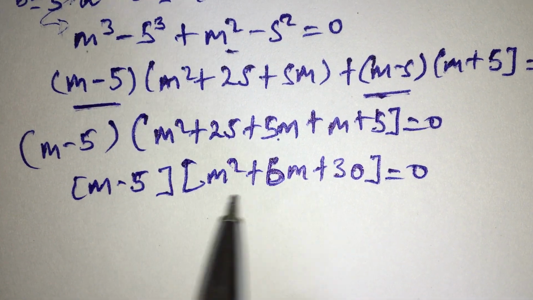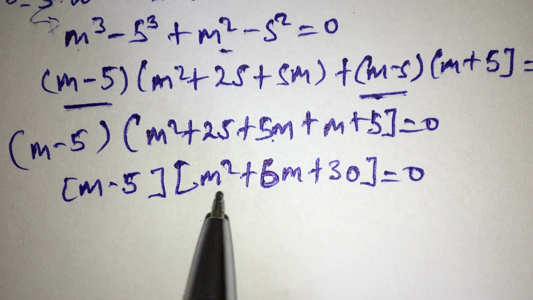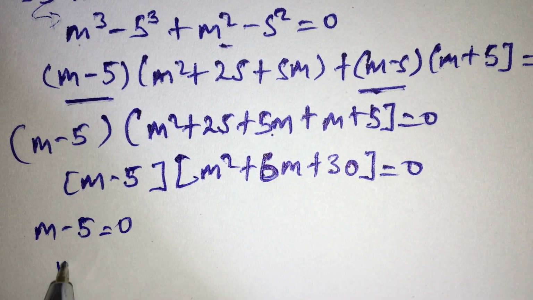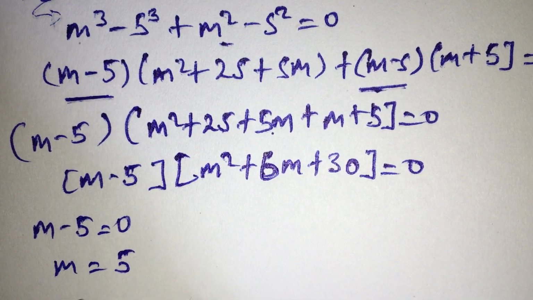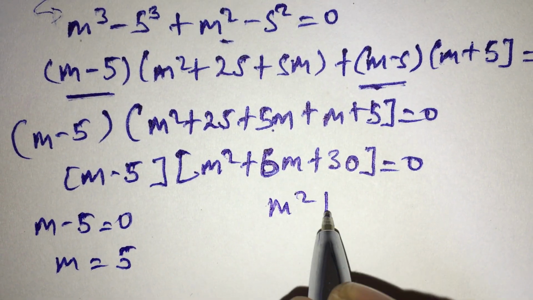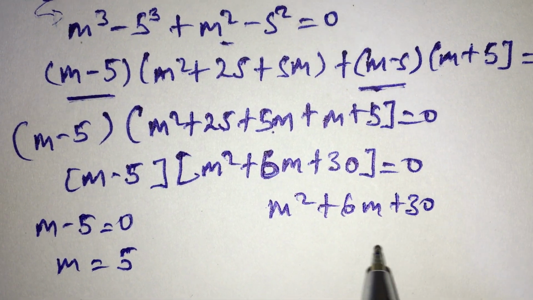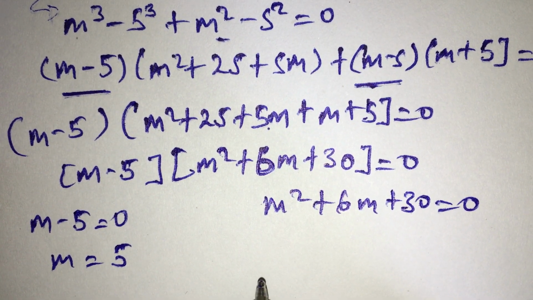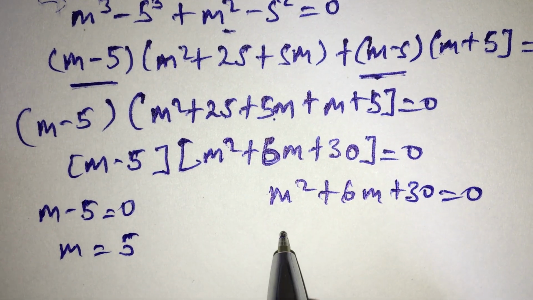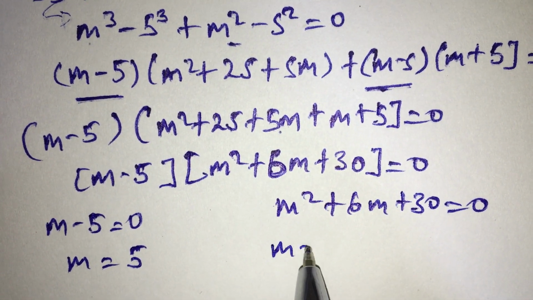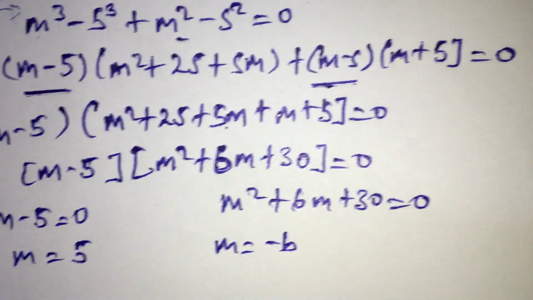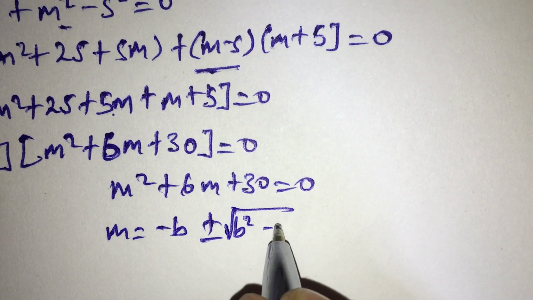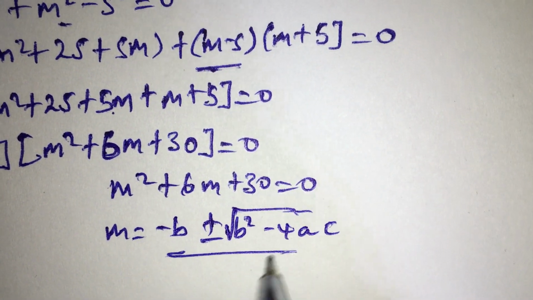We have two cases. In the first case, m minus 5 equal to 0, m equal to 5, the first root of the equation. Here m square plus 6m plus 13 equal to 0. We will apply the quadratic formula for this. So m equal to minus b plus or minus the whole root b square minus 4ac over 2a.